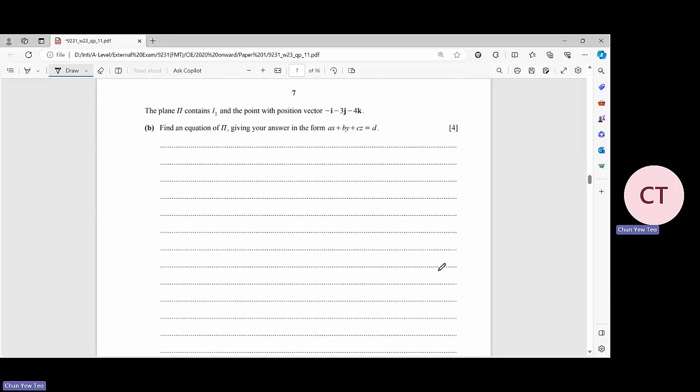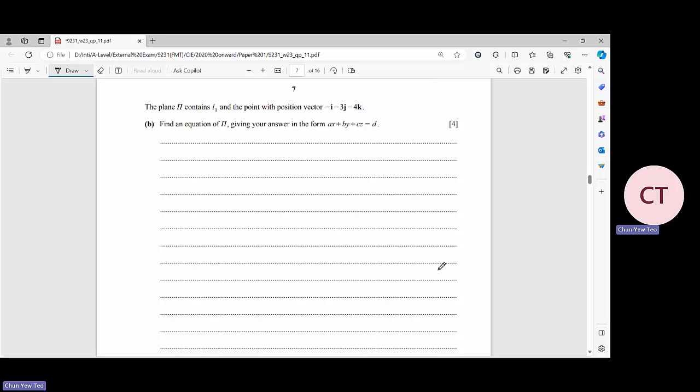Part B. The plane pi contains L1 and the point with the position vector of negative i, negative 3j, minus 4k. So find an equation of pi, giving your answer in the Cartesian form. So what you need to do, we can just try to imagine that we have a plane pi over here, and inside this plane contains L1. And also there's another point here. The point over here is -1, -3, -4.